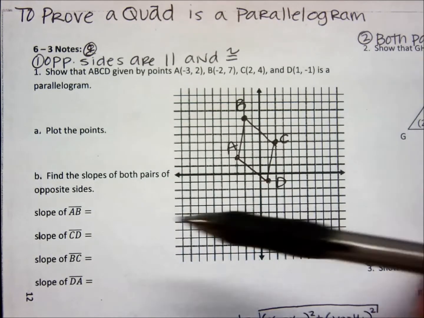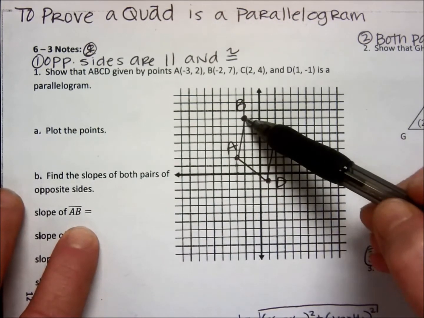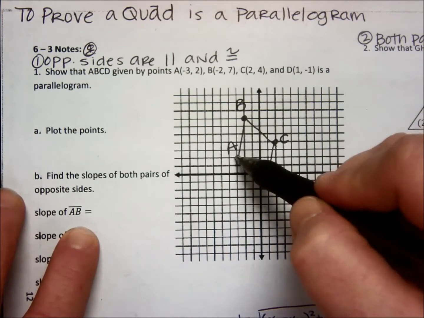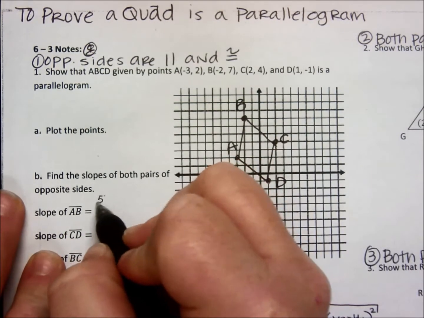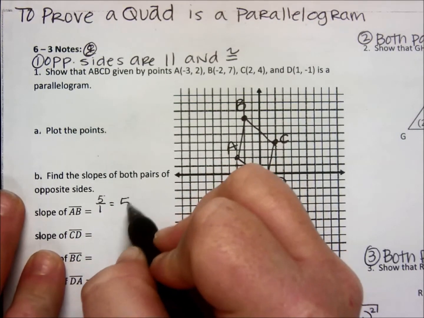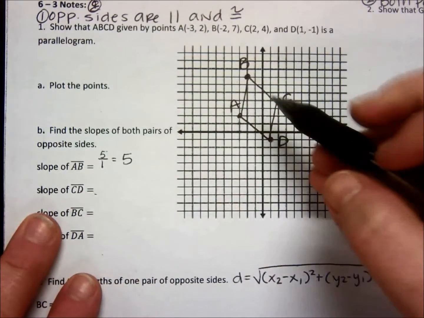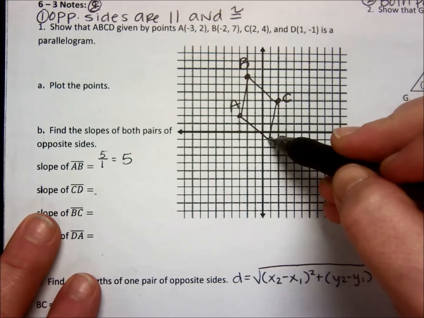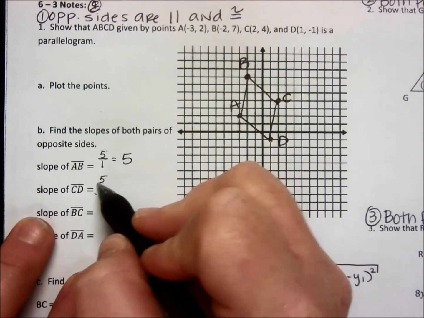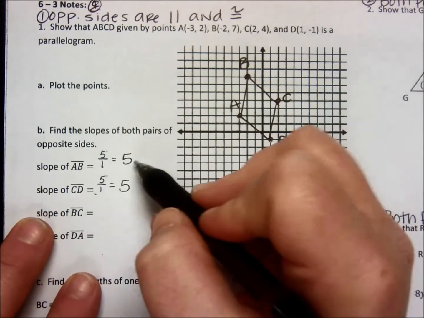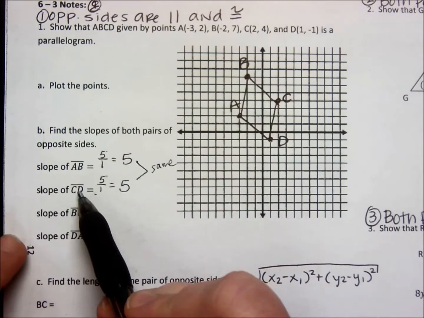And the next thing we're going to do is find the slopes of the sides. So let's look at the slope of AB. So going from A to B, I have to go up 1, 2, 3, 4, 5, and over 1. So the slope would be 5 over 1, which is 5. Then it asks for the slope of CD. So going from D up to C, I go up 1, 2, 3, 4, 5, and then over 1. So my slope would be 5 over 1. So these slopes are the same. So I know that AB and CD are parallel.